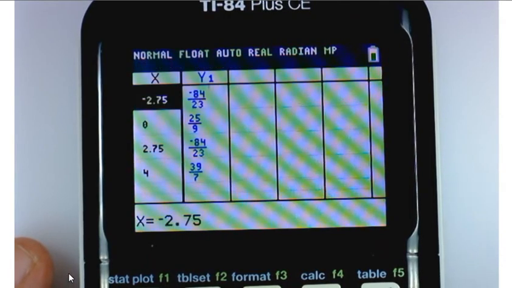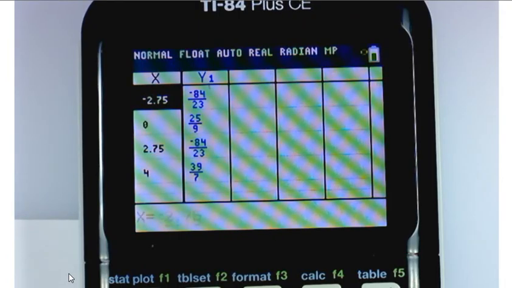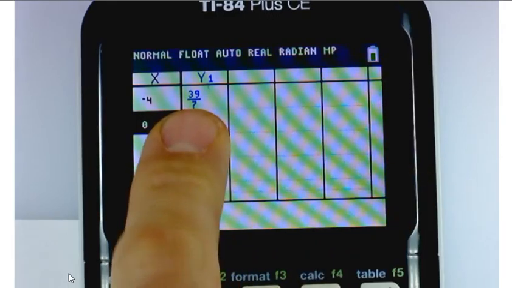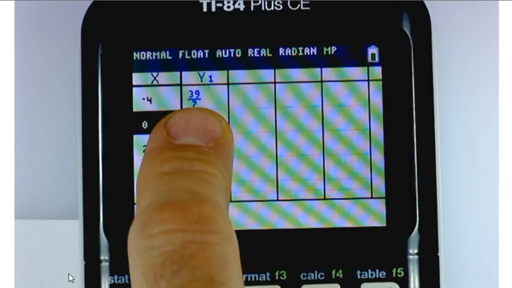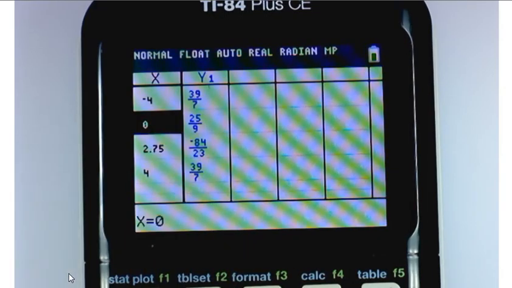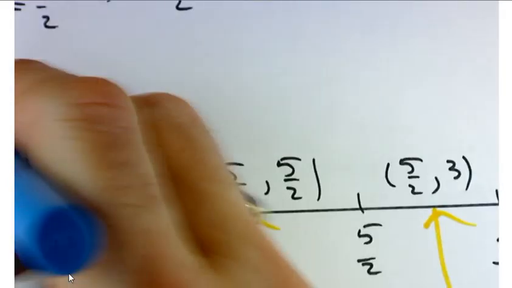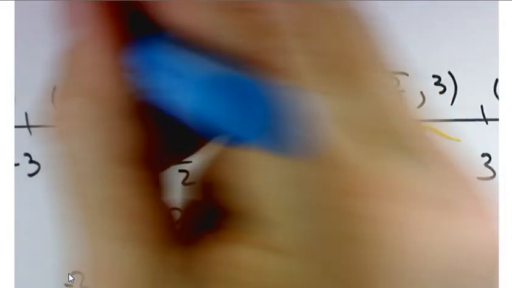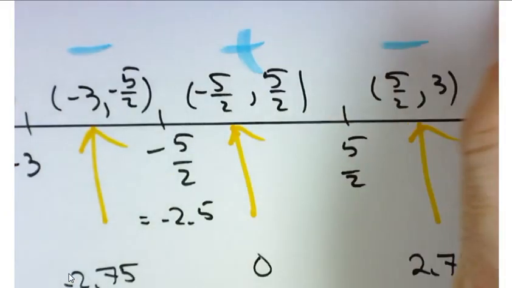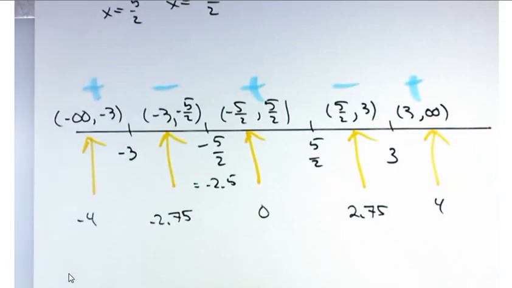What I need is I need to know where it's positive and where it's negative. So let me go back here at negative 4. That's 39 over 7. I don't care that it's 5 point something. All I care about is that it's positive. So let's put a little positive up above here. And then from there, I think it alternates, right? Negative, positive, negative, positive. All right, not a surprising pattern. Typically they do alternate.